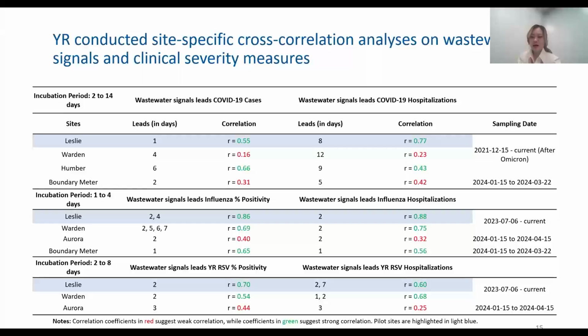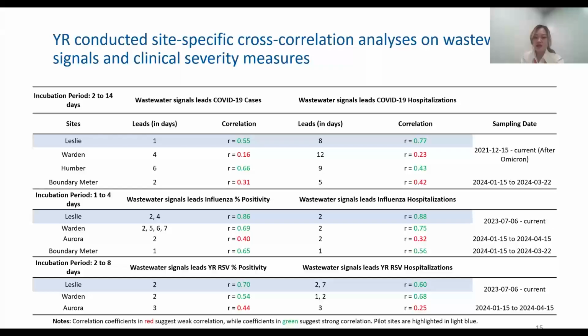I'll talk a little bit about the quantitative and qualitative statistical methods that we conducted and the corresponding results. Firstly, in terms of quantitative, York Region conducted site-specific cross-correlation analyses on about 3 years of wastewater surveillance data that we've collected, and used clinical severity measures such as COVID-19 cases and hospitalizations, influenza percent positivity and hospitalizations, and RSV percent positivity and hospitalizations to see whether or not wastewater signals can provide us with early warning in terms of lead time.